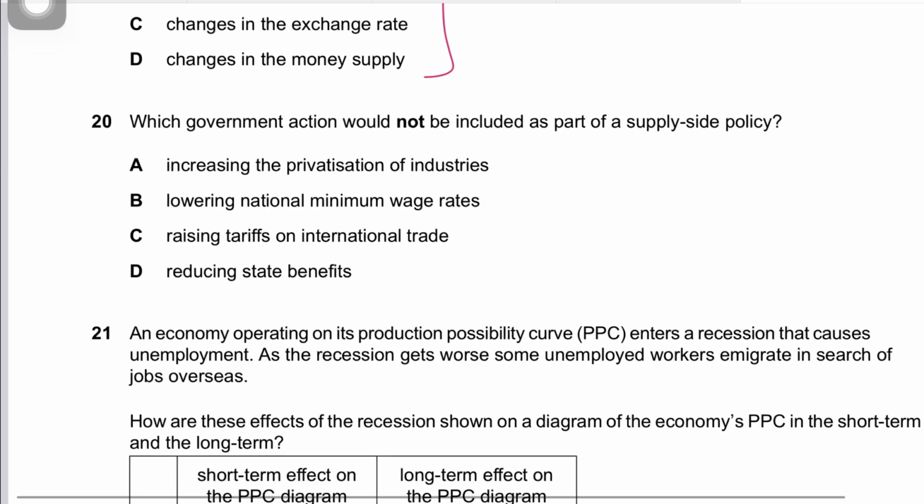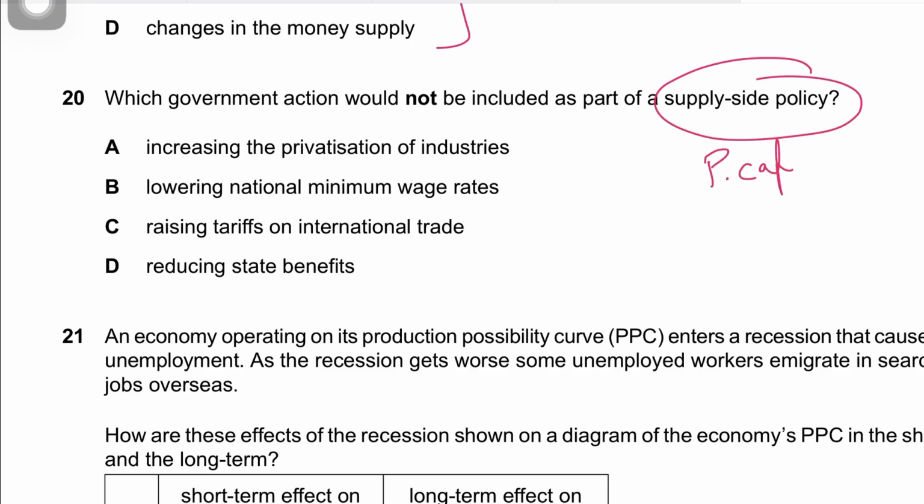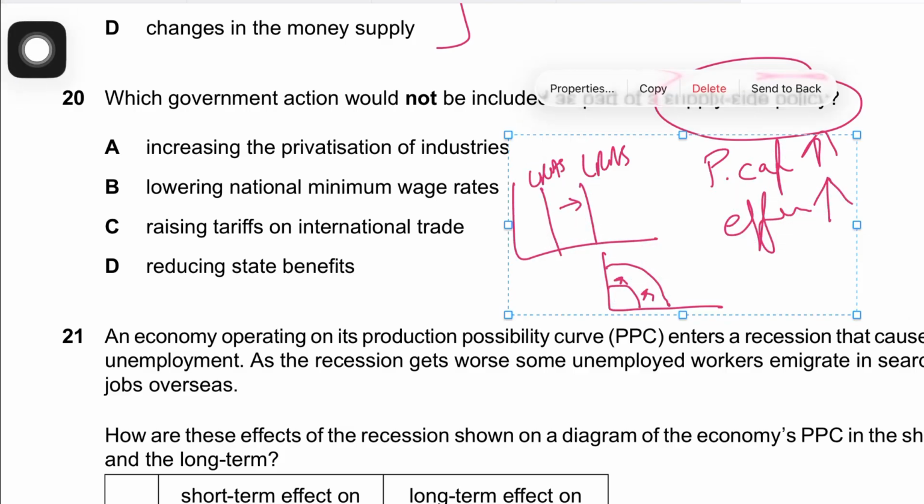Question number 20, which government action would not be included as a part of supply side policy? Now, what is a supply side policy? Supply side policies are policies that are aimed to increase the productive capacity of an economy and to increase the efficiency of an economy. And the objective is to shift the LRAS to the right diagrammatically, which is also simply saying to shift the PPC outwards. Anyways, there's nothing to do with the diagram here, but that was the point to tell you guys.